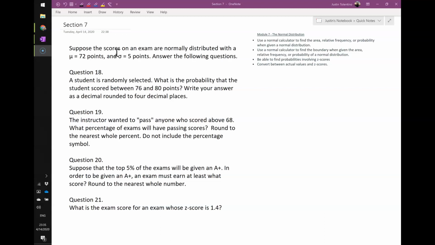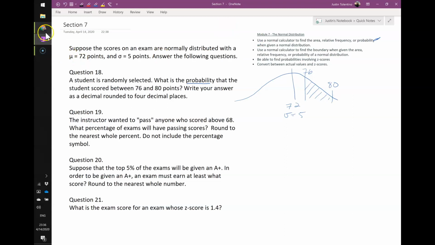So this one has to do with the first bullet point. Can we use our calculator to calculate an area, frequency, or probability? Well, that's what it's asking for in this case. It's asking for a probability. So all this means is we are able to use the calculator to set up, knowing that our mean is 72 and our standard deviation is 5. I want to be between 76 and 80. So if I know these values and I want to know the probability, that's the same thing as finding the area.